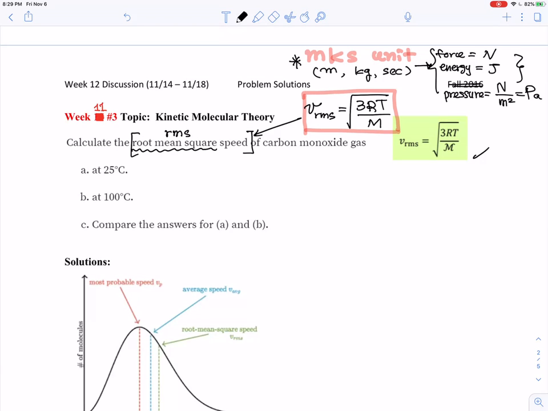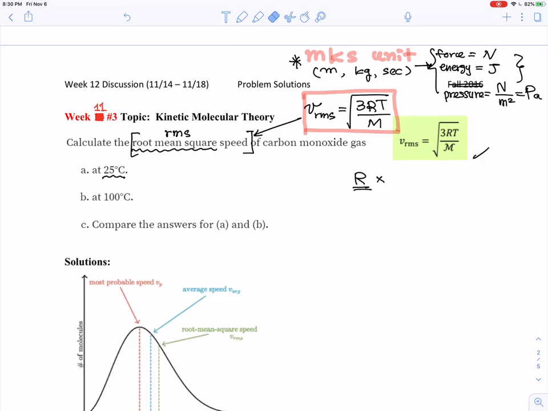Let's think about this. The 3, I don't have to worry about. R must be a value that I choose wisely, and T must be in a unit of temperature. This is degrees C, but it must be in Kelvin. So my choice is here.